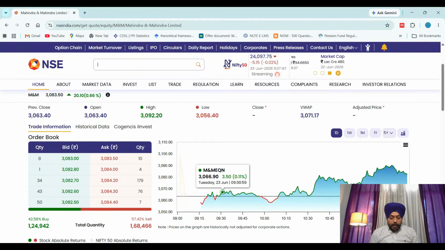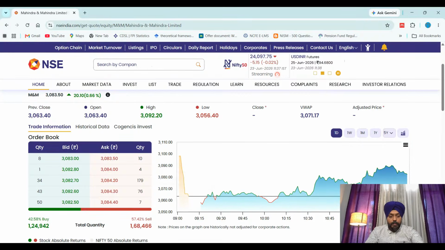So you can see M&M's price at 9:30 AM is 3067. On the basis of this price, 3067, I will be generating the Gann square support 1 and resistance 1. So I will enter this price here.